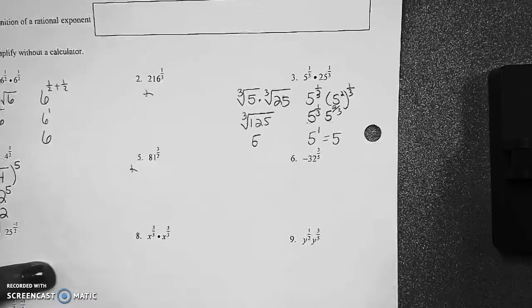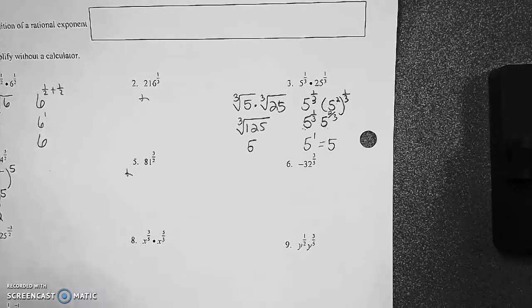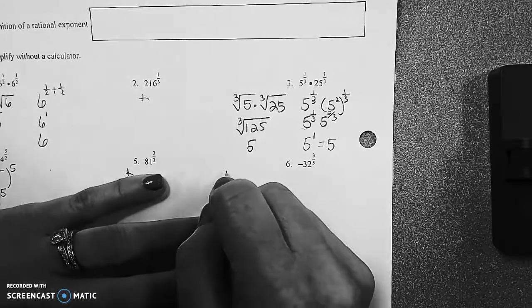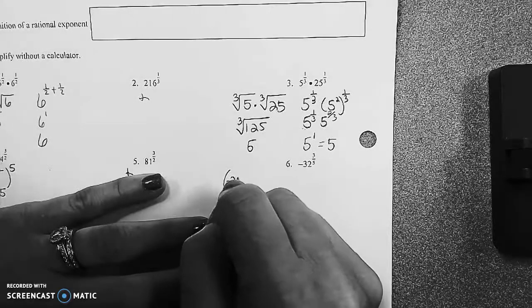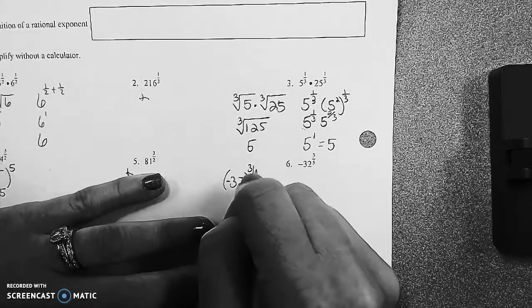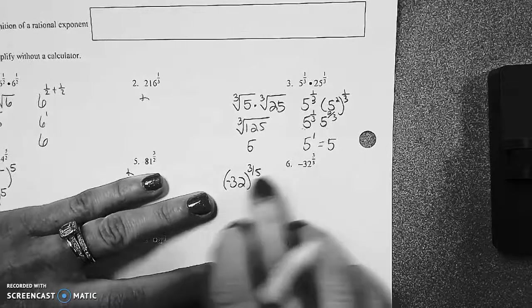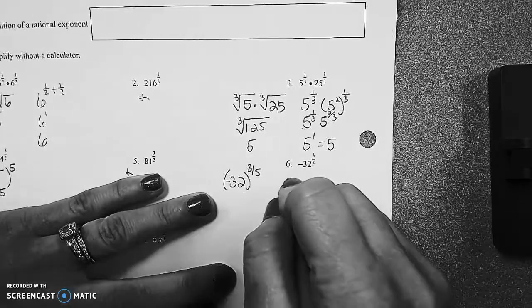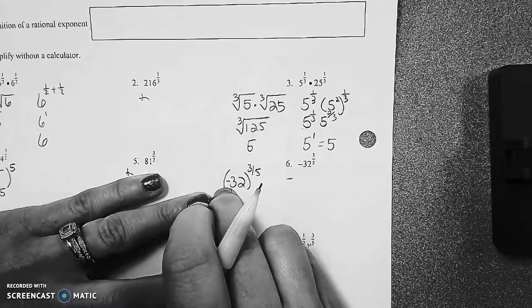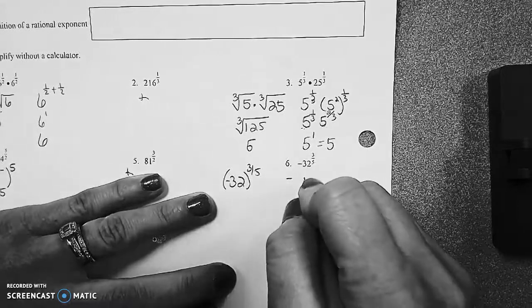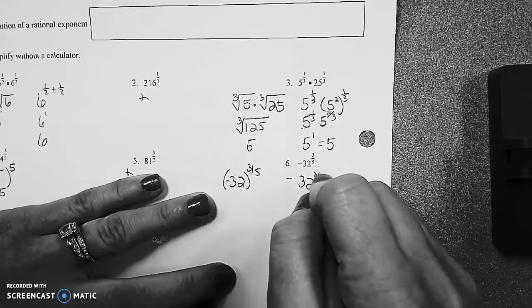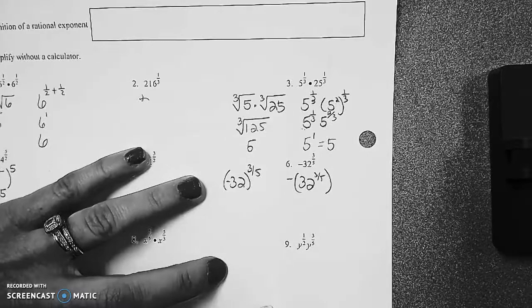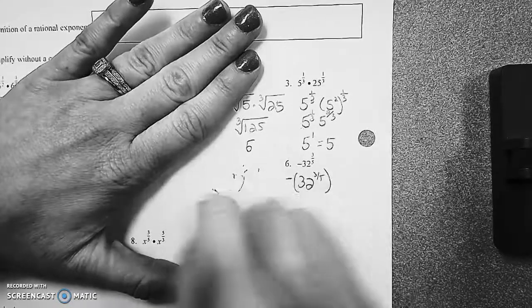All right, let's go to number 6. So as I look at number 6, first off, what is being raised to the 3/5? There's a big difference in what I have written here and what you have written here. On your paper, you are not taking the negative to the 3/5. It's really saying take 32 to the 3/5, and it's really saying take the opposite of that. That's what's on your paper. So make sure you notice that.